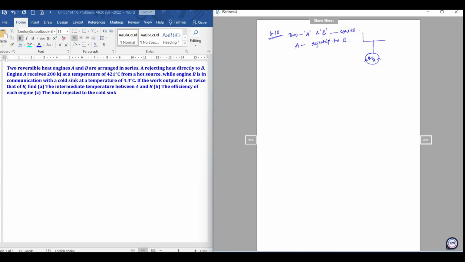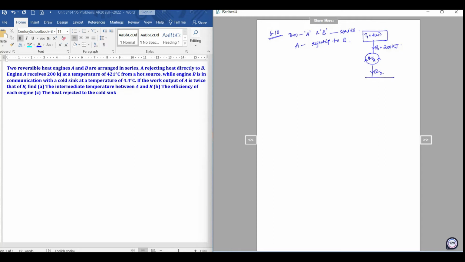So two are given, T1. Let me call this T1. This is 421 degrees centigrade. It is receiving a heat of Q1, which is equal to 200 kilojoules. Very clearly mentioned. While engine B is in communication with a cold sink at a temperature of 4.4. So this is rejecting some heat Q2.